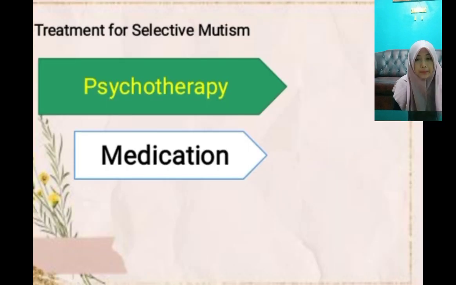And next, the treatment for selective mutism. First, psychotherapy. One of the most commonly used methods for selective mutism is the use of behavior management programs, such as programs involving techniques such as desensitization and positive reinforcement, which are implemented both at home and at school under the supervision of the psychologist.